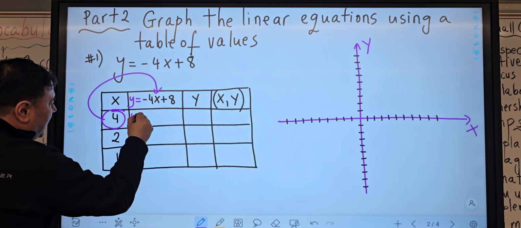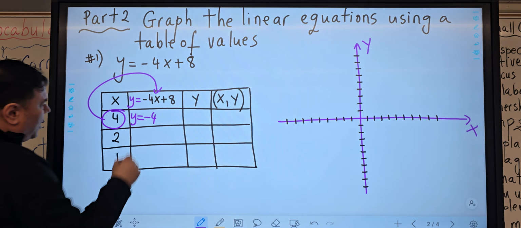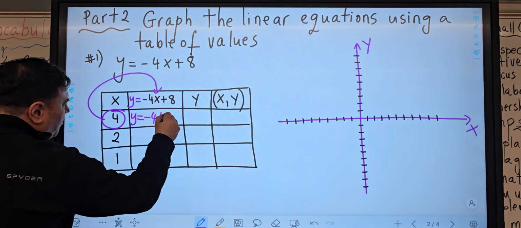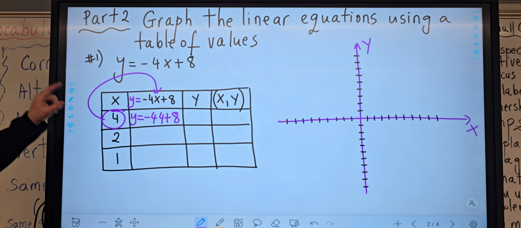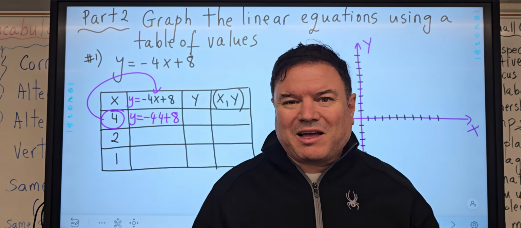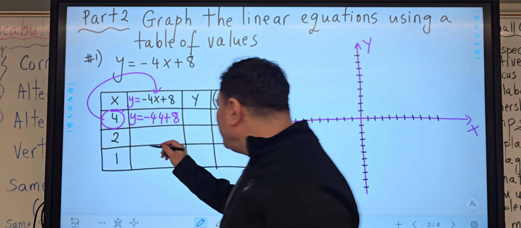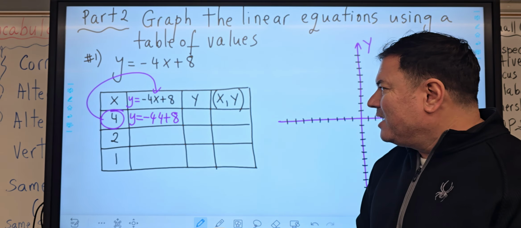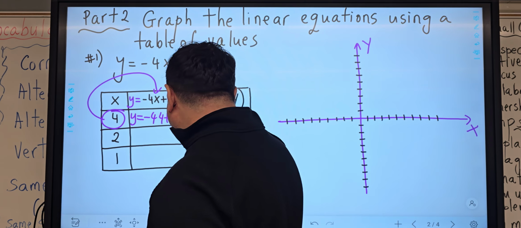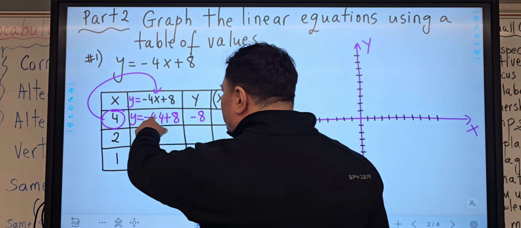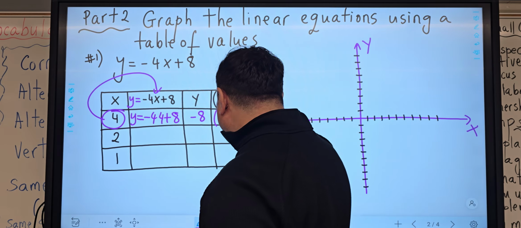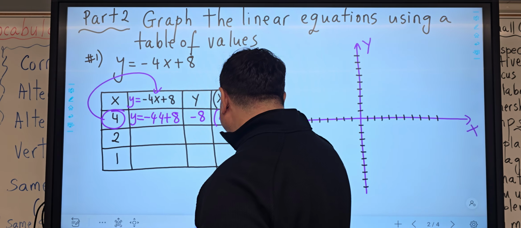So we have y equals negative 4, and instead of x, we are going to put 4, times 4 plus 8. Again, negative 4 times 4, a negative times a positive becomes negative, so here we get negative 16. Negative 16 plus 8 becomes negative 8. Be very, very careful here. So the ordered pair is 4, comma, negative 8.